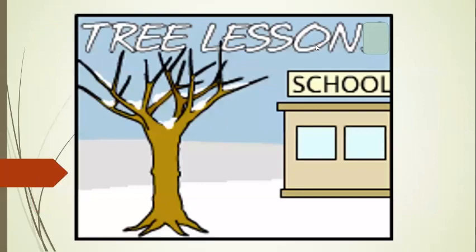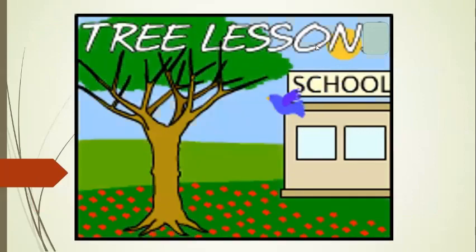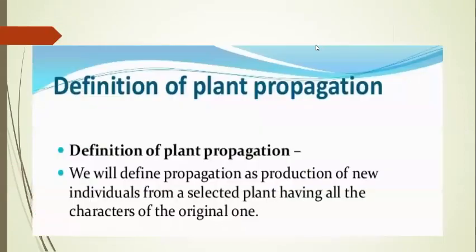So let's proceed. Let's have the tree lesson. We have the definition of plant propagation. We will define propagation as production of new individuals from a selected plant having all the characters of the original one.